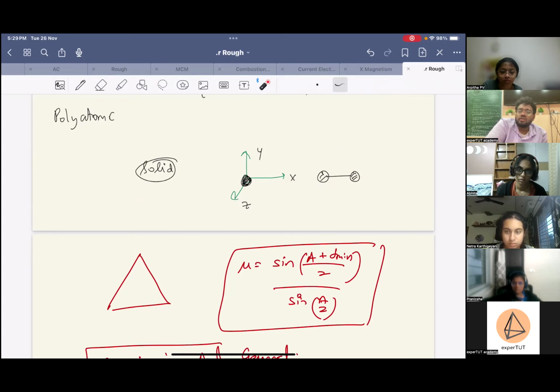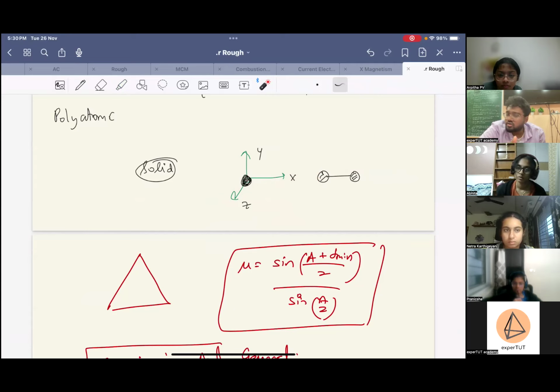But what happens in solids? In a solid, the structure is so rigid. Everything is in a fixed place. So neither is translation energy there. Translation means there is no motion in x, y. A molecule cannot run in the x direction, right? Because it is fixed at one place. So there is no translation. It can also not rotate about its own axis.